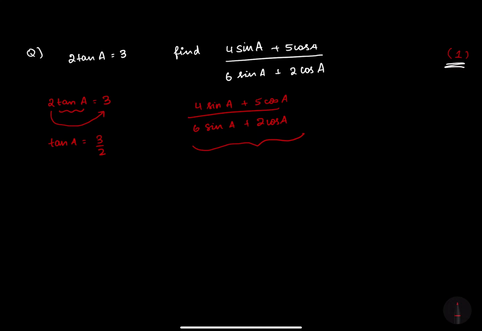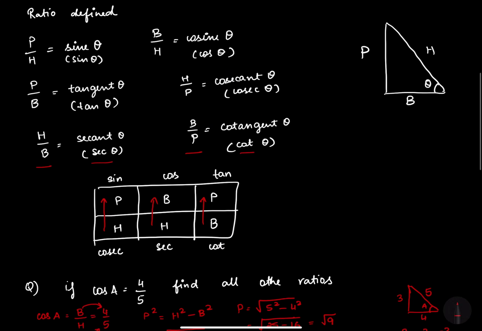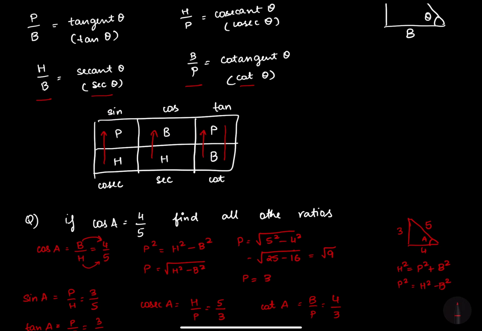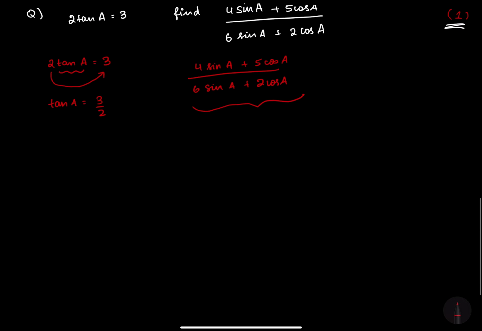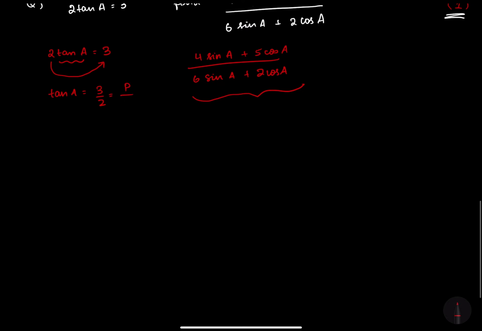If you remember tan A from the table, tan A is p by b. That means when I draw a triangle, when I draw this as angle A, we get that perpendicular is 3 and your base, the adjacent side of A, is 2. So here we know the p value, the b value, and we need to find out the h value. We know the formula, right?